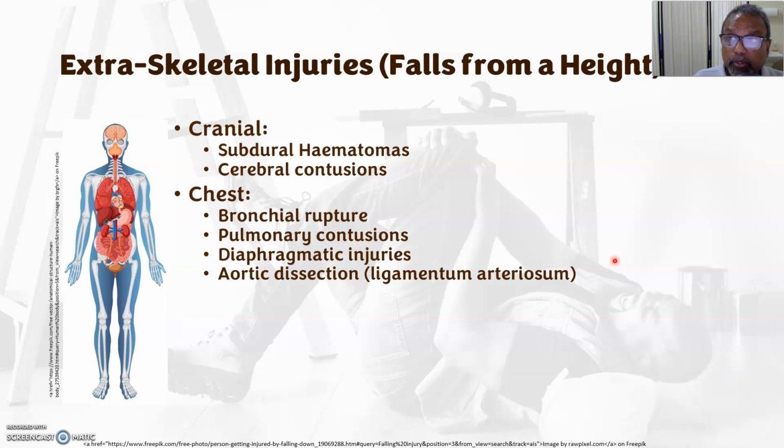When we're thinking about fixed and mobile structures in the chest, this may lead to bronchial rupture, diaphragmatic rupture, and aortic dissection, and the fixed point in the aorta would be the ligamentum arteriosum. So we often get tears around the ligamentum arteriosum. Again, as the rib cage stops when the person hits the ground and the lung continues to move, this can lead to pulmonary contusions.